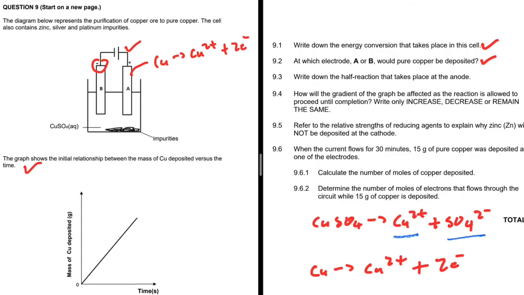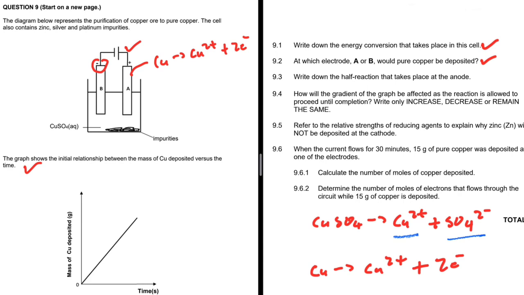As oxidation occurs, reduction occurs. So we're never going to reach a point where the rate at which the mass of copper is deposited goes down, or a rate where it increases. The gradient will remain the same throughout until completion.